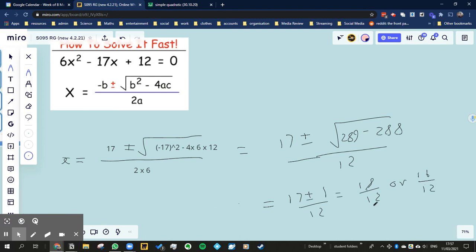And 18 over 12 is 9 over 6, which, dividing top and bottom, is 3 over 2. And 16 over 12 is 8 over 6, which is 4 over 3.